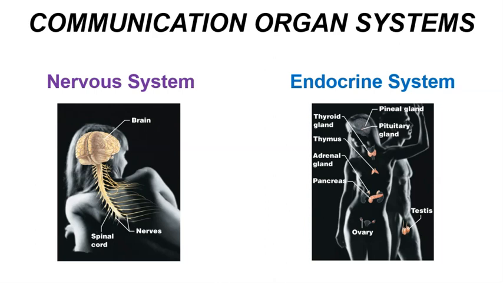In contrast, the endocrine system makes use of a series of glands that are collectively called the endocrine glands, and they release chemical messengers called hormones into the bloodstream, and then it's the bloodstream that will carry the hormones to their target cells or tissues. And so in this way, the endocrine system is using a more indirect approach in its signaling. So let's examine how both of these systems work.